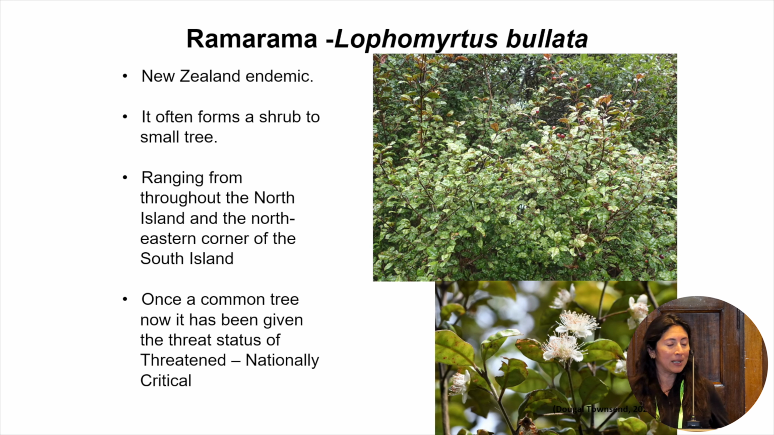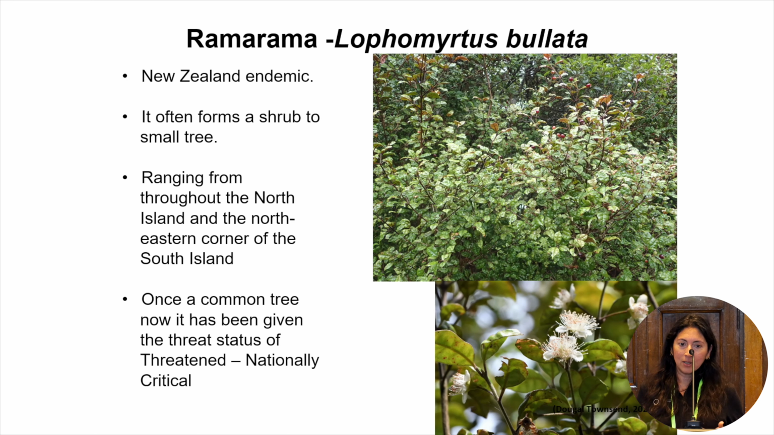So Rama, Rowan mentioned this earlier. It's Lophomyrtus bullata. It's a New Zealand endemic, and it often forms a shrub to a small tree. It ranges from the top of the North Island of New Zealand to the northeastern corner of the South Island. It was once a common tree, but it has recently, as Rowan mentioned earlier, been given threat status by the Department of Conservation as critical and nationally threatened.